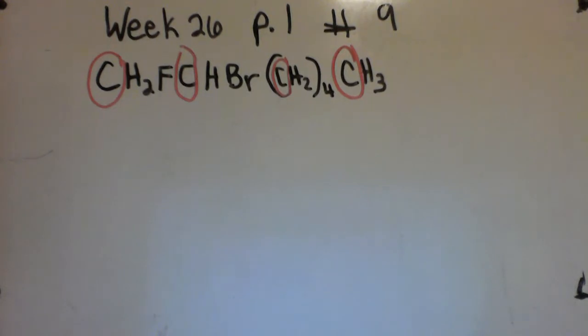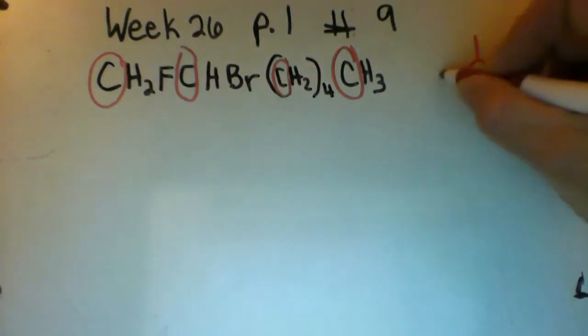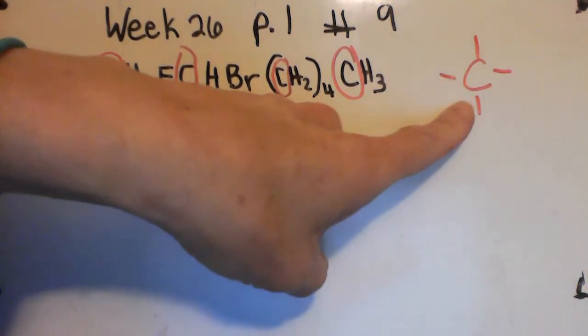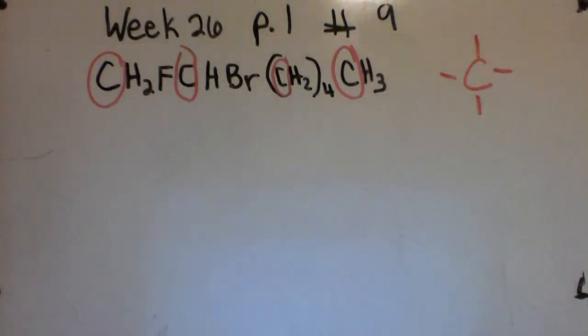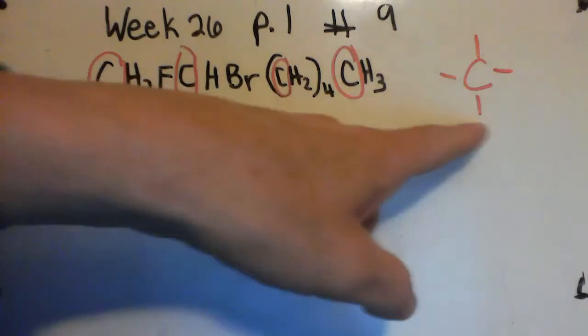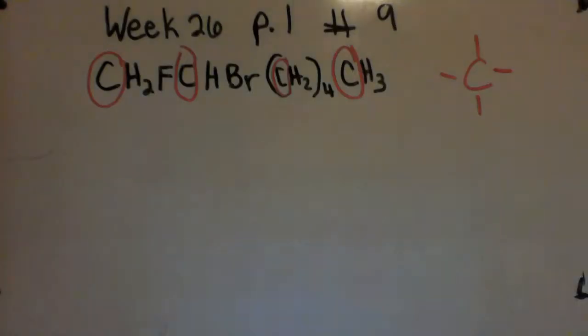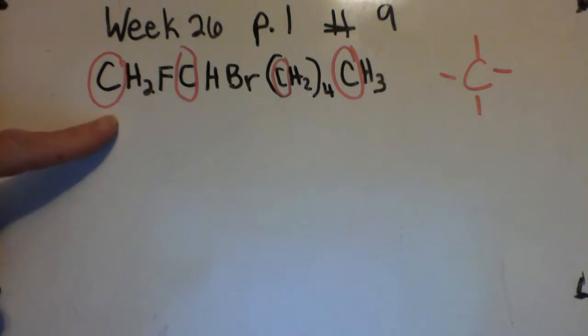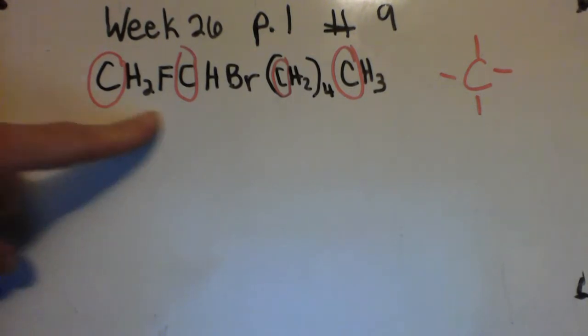Now, we know that each carbon can have only 4 bonds. I've shown the 4 carbon bonds like this. Each carbon can have only 4 bonds because carbon has 4 valence electrons, and in order to have a full set of valence electrons it needs 8, so it will share each of its valence electrons with an electron from whatever it's bonding to. So each of these carbons can have 4 bonds, so let's talk about what things each of these carbons are going to bond to.